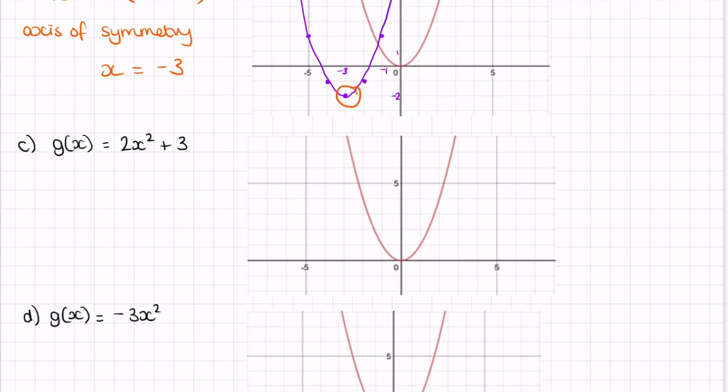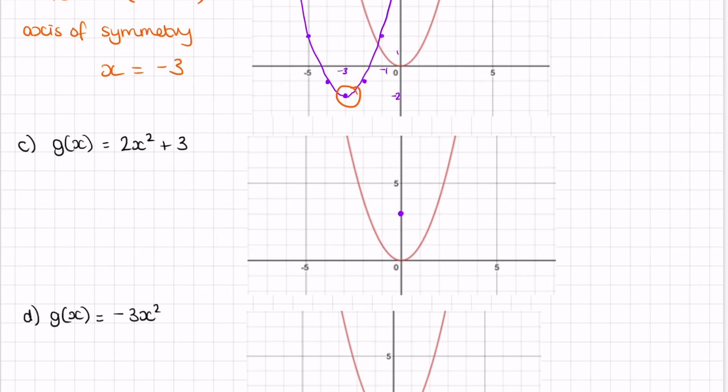Next one, we've got 2x squared plus 3, which means it's going to be a vertical stretch, because we've multiplied the x squared by 2, and then we're going to add 3 to it. So once again, let's start with our origin point and vertical stretch it by 2. When we vertically stretch, the x value stays the same and the y changes, but 0 times 2 is still 0, so it's going to stay there, but we're going to move it up by 3 because of that plus 3.